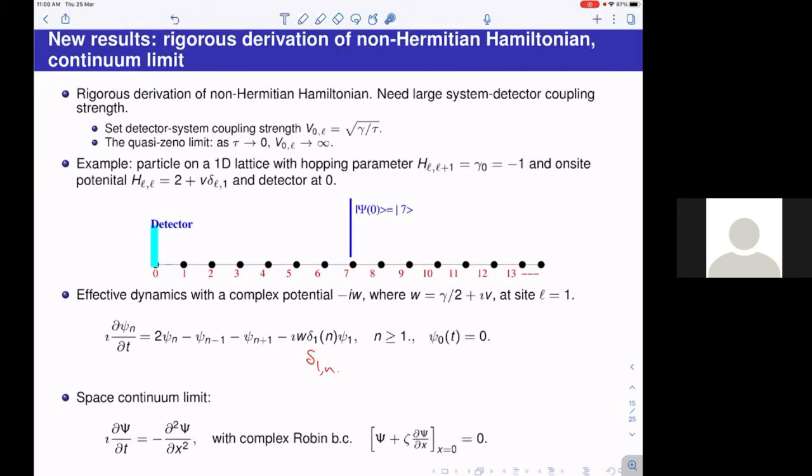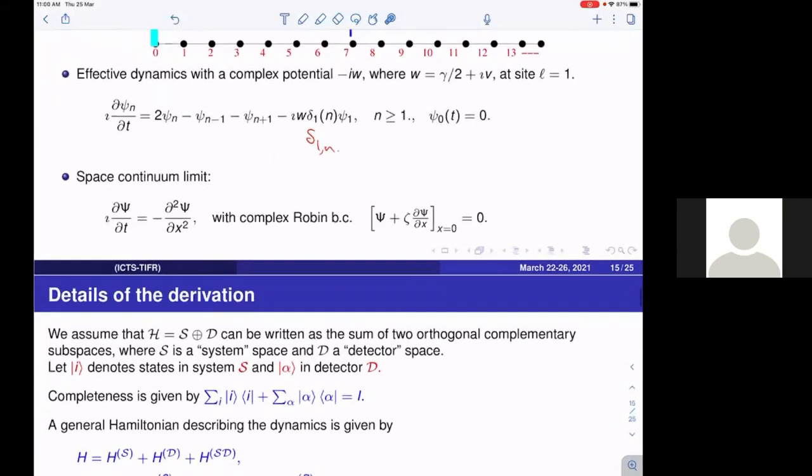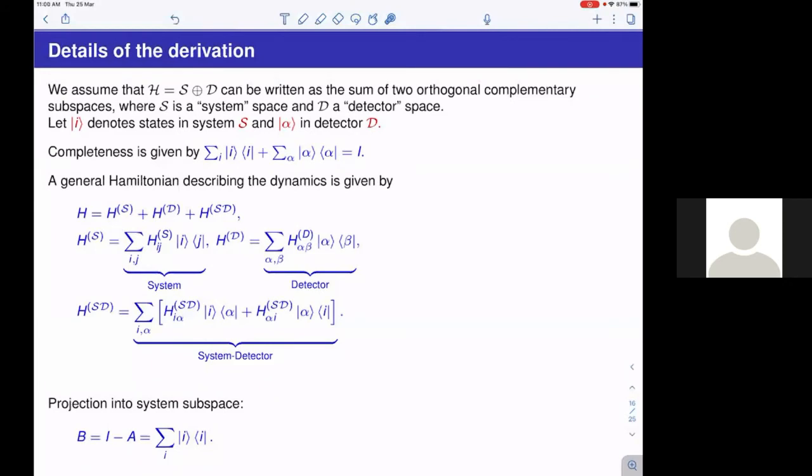So what I'll do now is give an outline of how to derive this non-Hermitian Hamiltonian, which is reasonably straightforward. First of all, we can do it quite generally, and the idea is that the system and detector sites.